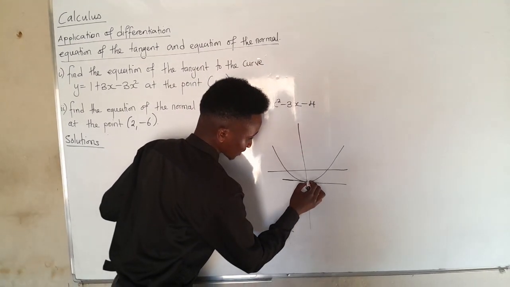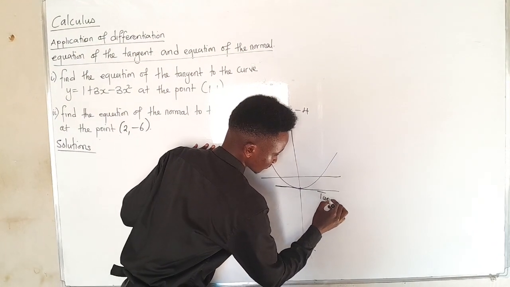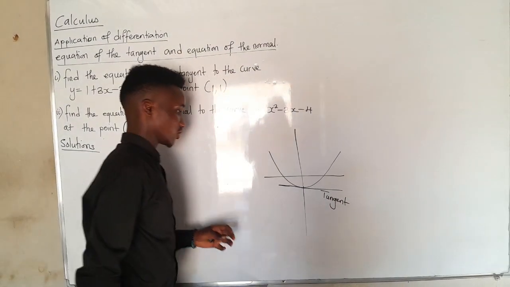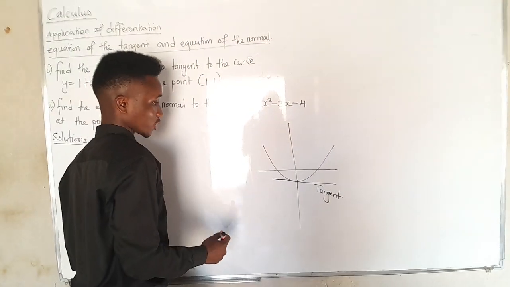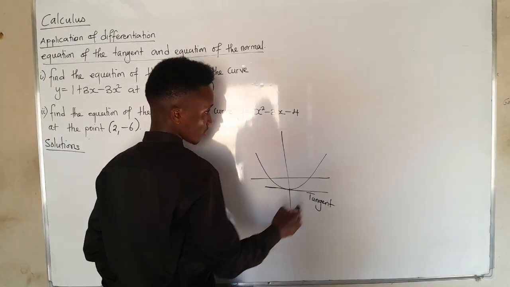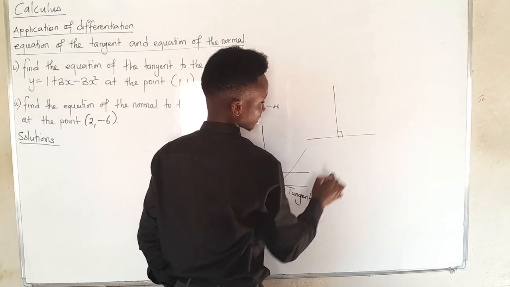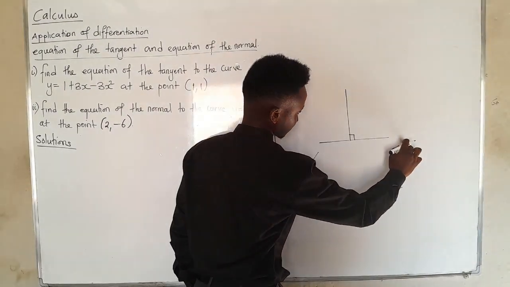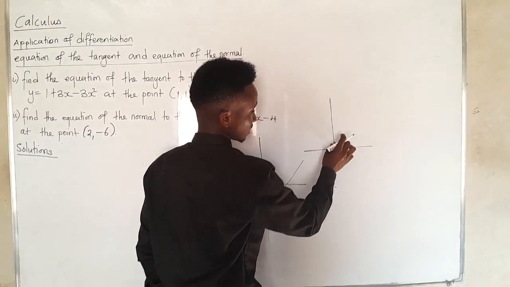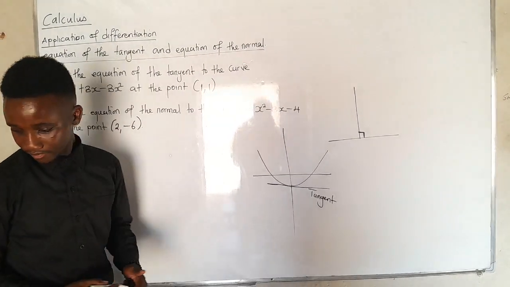Now this line that touches the curve at this point is the line that we call the tangent. So the line that touches the curve at one point like that is called the tangent. Now there is also another line aside from the tangent which we call the normal. The normal and the tangent have this behavior: they always meet at 90 degrees. So whenever they meet, they form an angle which is equivalent to 90 degrees.